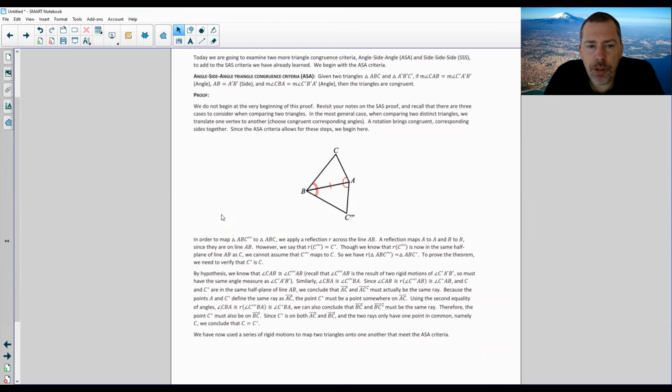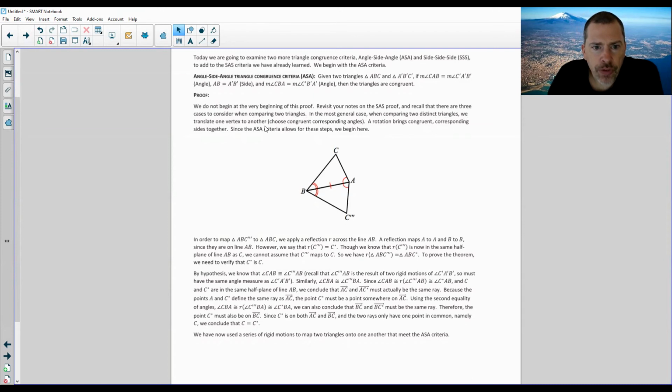The side must be between those 2 angles, by the way. So, proof. We do not begin at the very beginning of this proof. Revisit your notes on the SAS proof and recall that there are 3 cases to consider when comparing 2 triangles. In the most general case, when comparing 2 distinct triangles, we translate one vertex to another. Remember the vector translation, moving a vertex to another vertex, and then rotating.